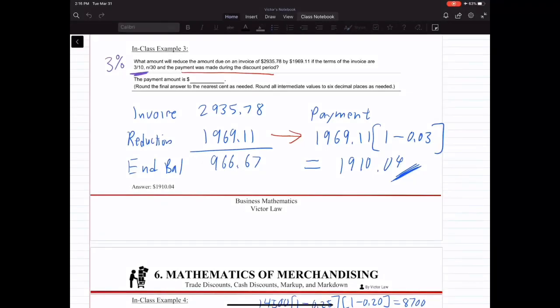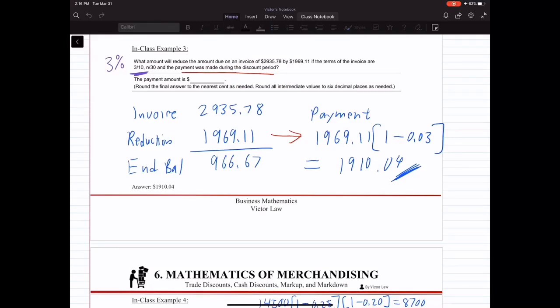Example 3, what amount will reduce the amount due on the invoice of $2,935.78 by 1969.11 if the terms of the invoice are 3/10 net 30 and the payment was made during the discount period. So the invoice amount, that's the first number that we see, that's 2935. That's how much we owe.